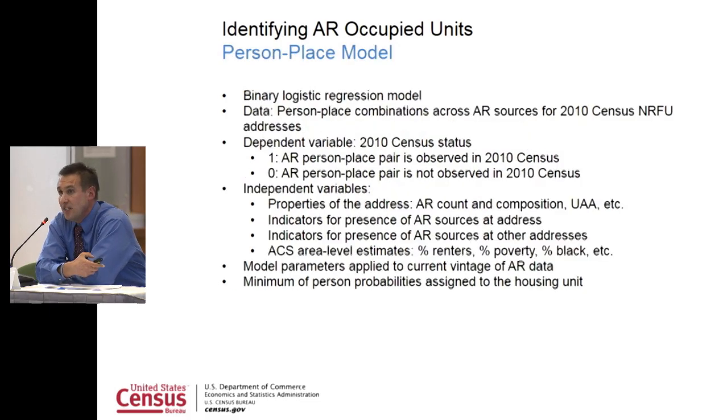So we had the two questions, and so the two models. How are we assessing if we're counting all the people that we rostered in the right place? So we've been doing research on what we call our person-place model. It's a binary logistic regression model. So we're looking at person-place combinations for the administrative record sources. So we took our 2010 census NRFU, the 50 million addresses. We took a sample of those.